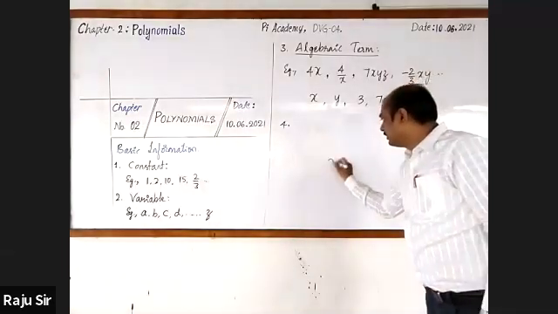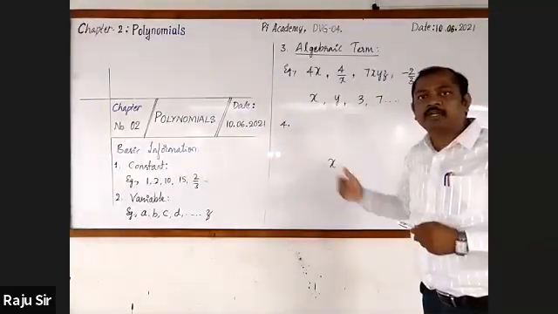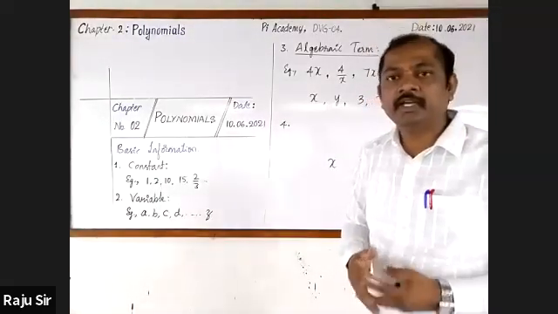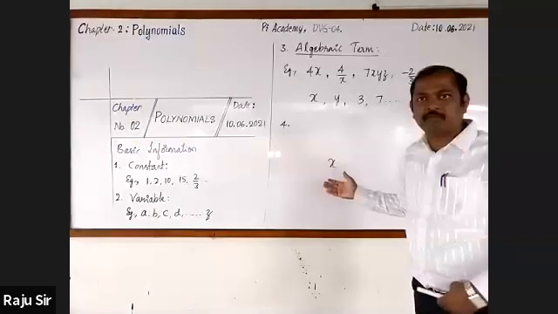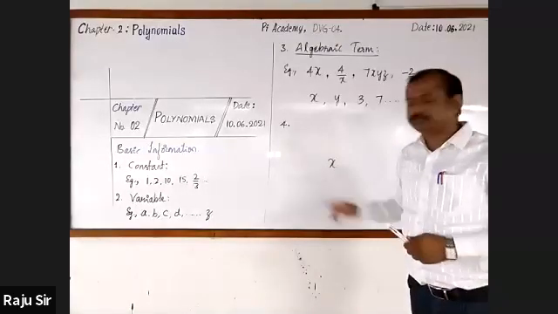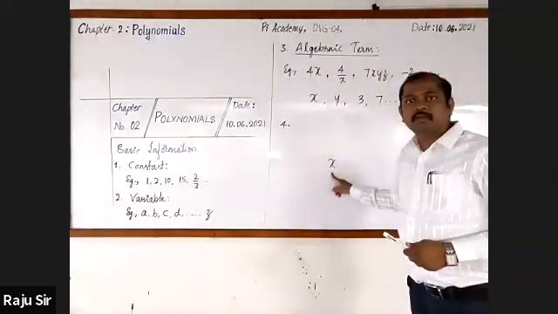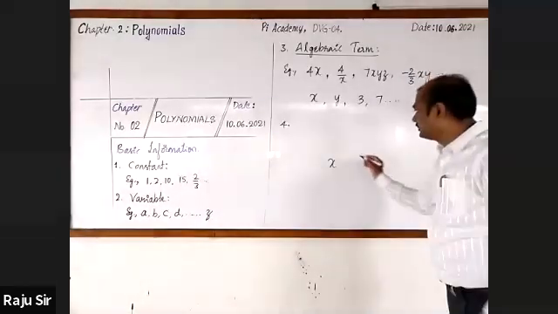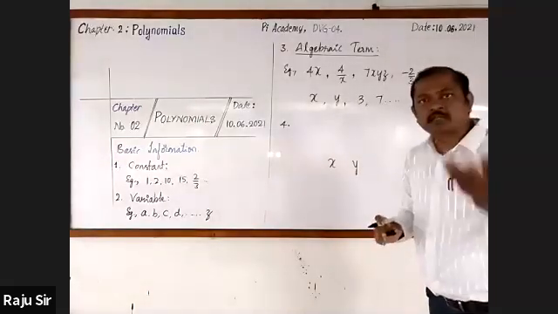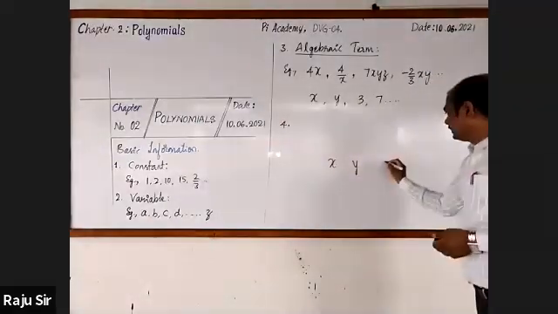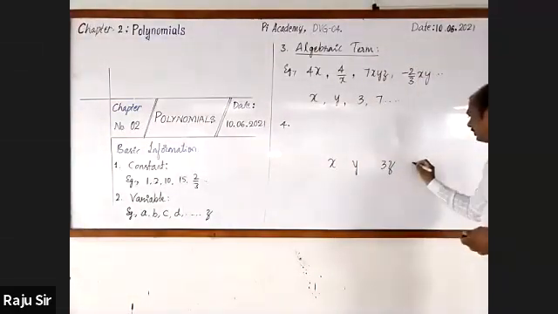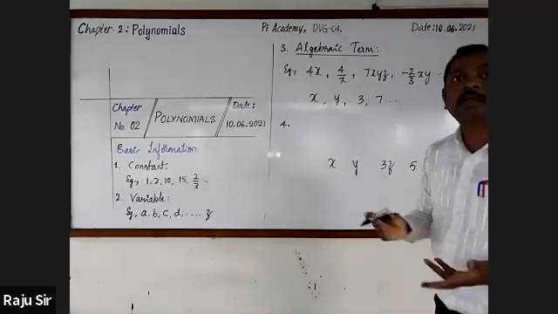Now, observe. I have written x. What is it? It is an algebraic term. Of course, it is a variable, but all variables are algebraic terms. Hence, you can consider x as an algebraic term. Next, I take another one. Y is also an algebraic term. 3z is also an algebraic term. 5 is also an algebraic term.